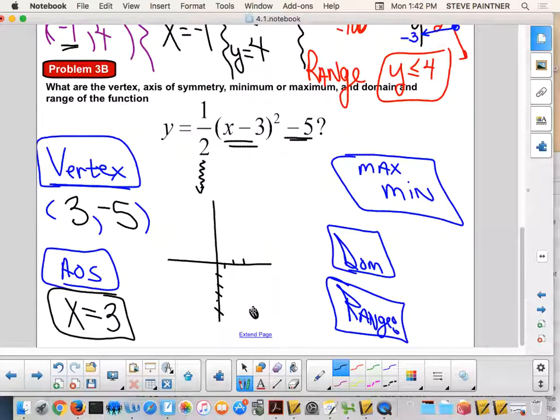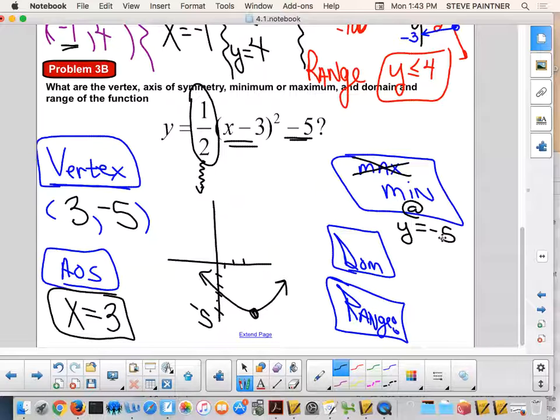About here, and because that's positive, you should be thinking it goes which way? Up. Minimum or max? Minimum. At what y value? Negative 5, right? Got it. There it is. It has a minimum at y equals negative 5.